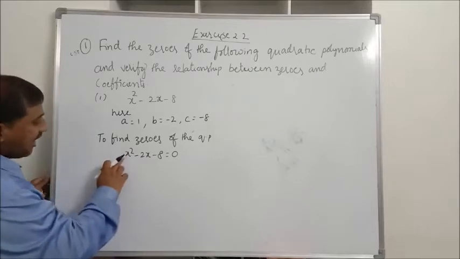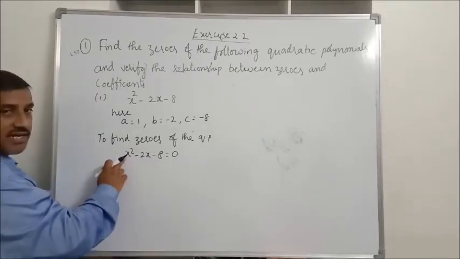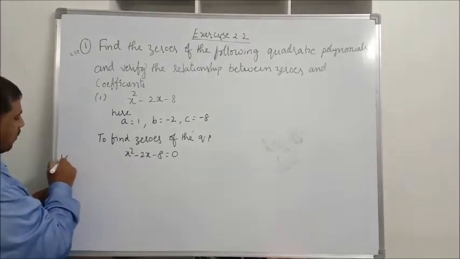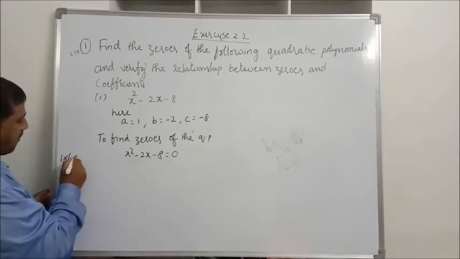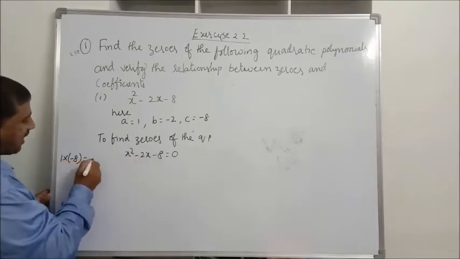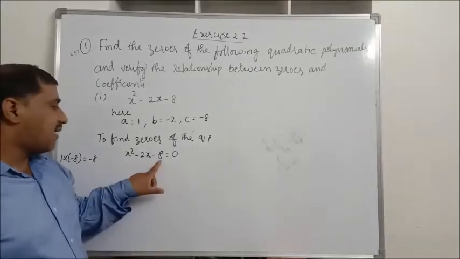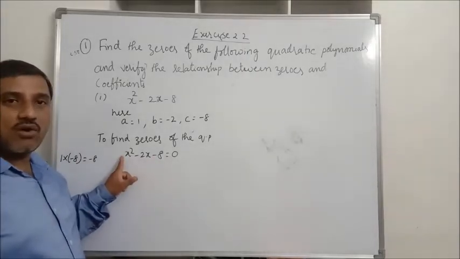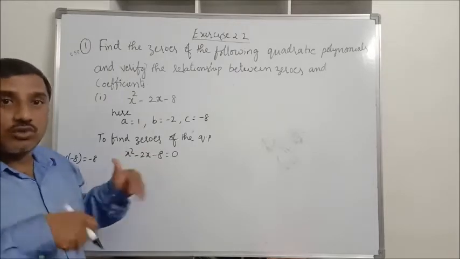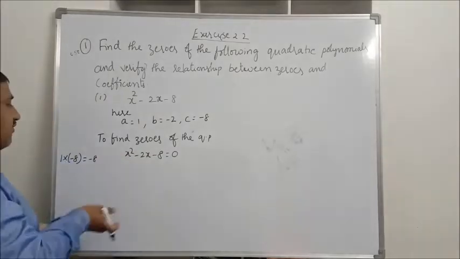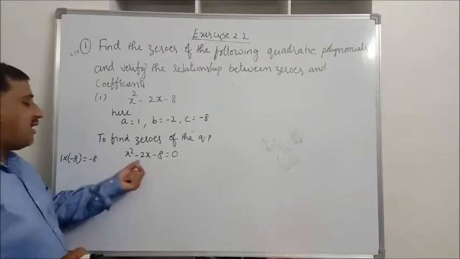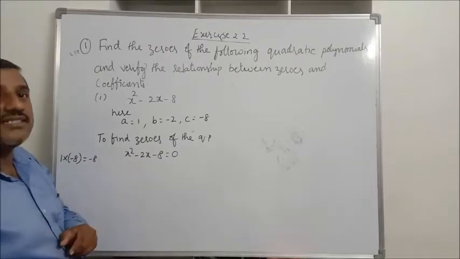Here the x square coefficient is 1, that is 1 into the constant term, which is minus 8. Therefore the product is minus 8. This means you need to multiply the constant term and the x square coefficient. You will get a product. To that product, write the factors which satisfy the middle term, either by adding or by subtracting.